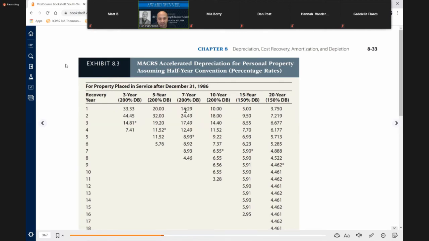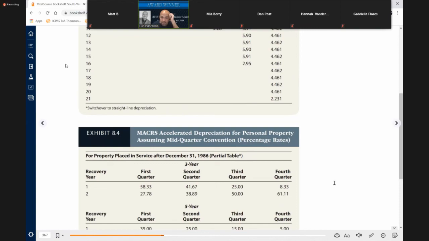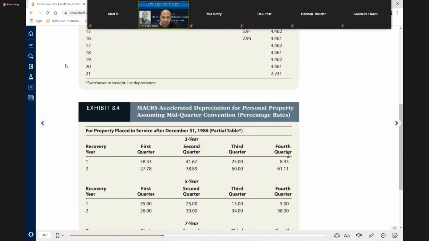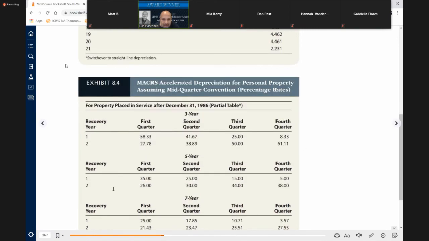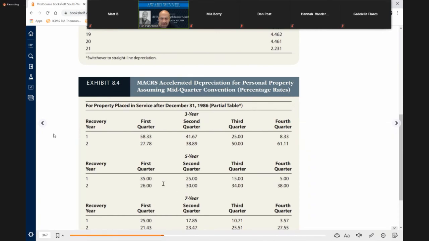7 years is going to be 14.29, but that's half-year convention. We're not using half-year convention. We're going to use mid-quarter convention for these two assets. So now we're going to use the tables on the bottom, right? So we said a computer was a 5-year asset. You guys see that? 5-year assets. So this is the way it's broken down. Again, it works slightly different the way it's set up. It is kind of funny the way it's set up.